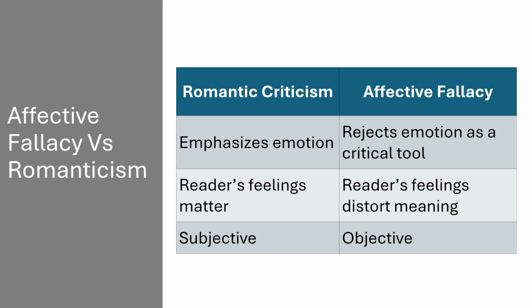Affective fallacy versus Romanticism. Now let us clearly understand the difference between Romanticism and affective fallacy. Romantic criticism says emotion is central. Readers' feelings matter. Poetry is the spontaneous overflow of powerful feelings. Affective fallacy says emotion is unreliable. Readers' response must be ignored. Meaning exists inside the text. One-line contrast for exams: Romanticism celebrates emotion. Affective fallacy rejects emotion as a critical standard.